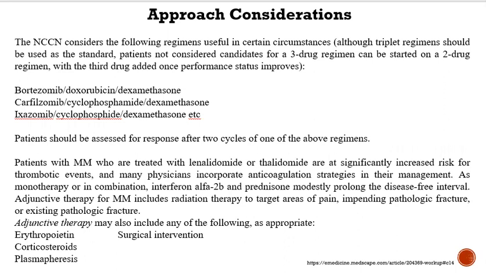The National Comprehensive Cancer Network considers the following regimens useful in certain circumstances. A triplet regimen should be used for standard patients. Patients not considered candidates for a triplet regimen can be started on a two-drug regimen, with the third drug added as performance status improves. Patients should be assessed for response after two cycles of one or more regimens presented on the slide.